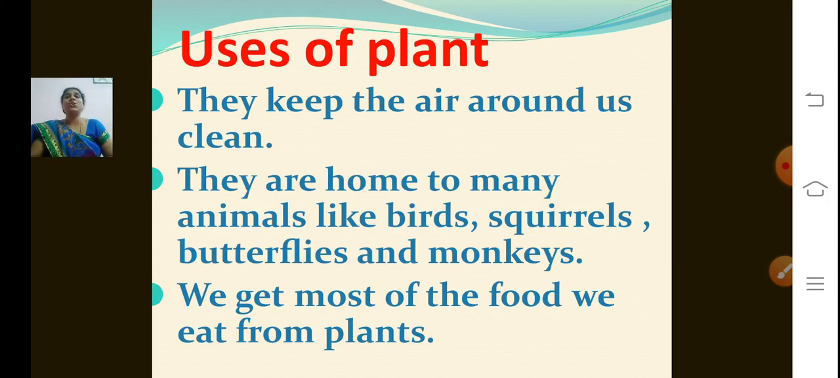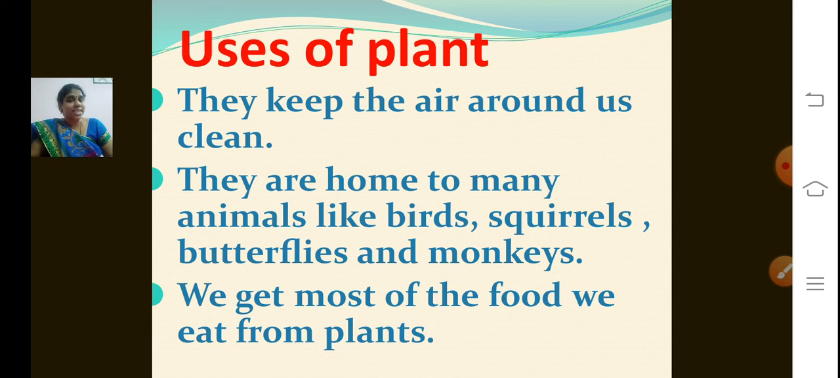And last one, uses of a plant. What is the use of a plant? We'll see this and we'll wind up the class now. They keep the air around us clean. So with the help of plants only we are surviving. That you all know, right?